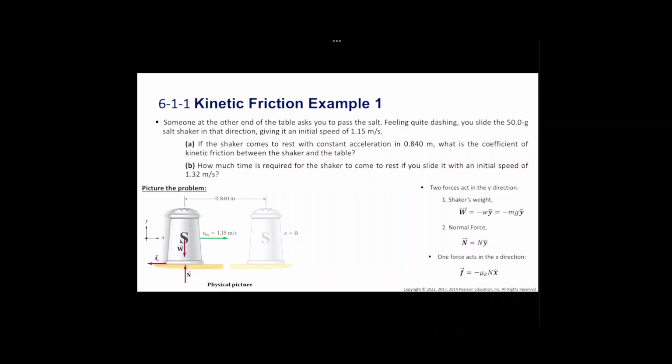Now we can draw the free body diagram with these three forces. W, the weight, is in the downward direction, the normal force in the upward direction, and the friction force, kinetic friction, is in the negative x direction.